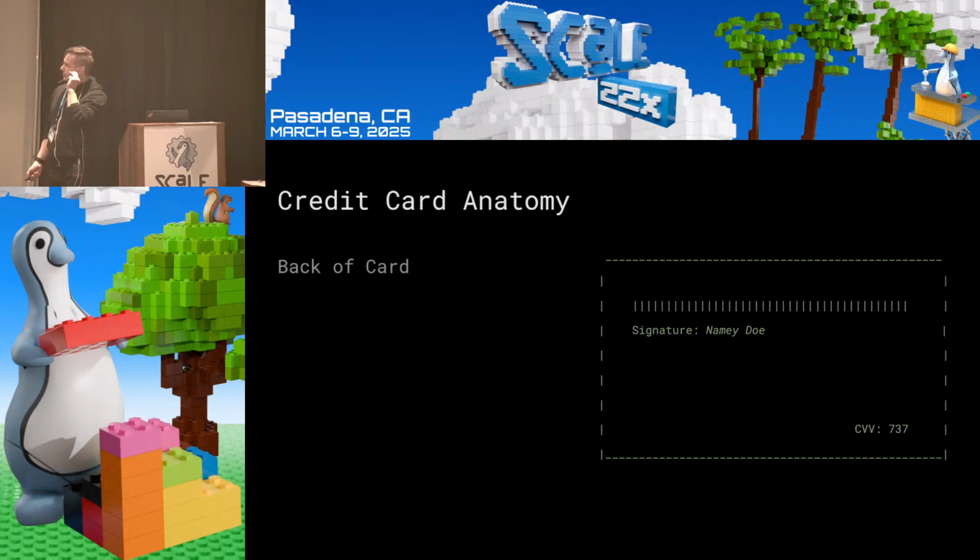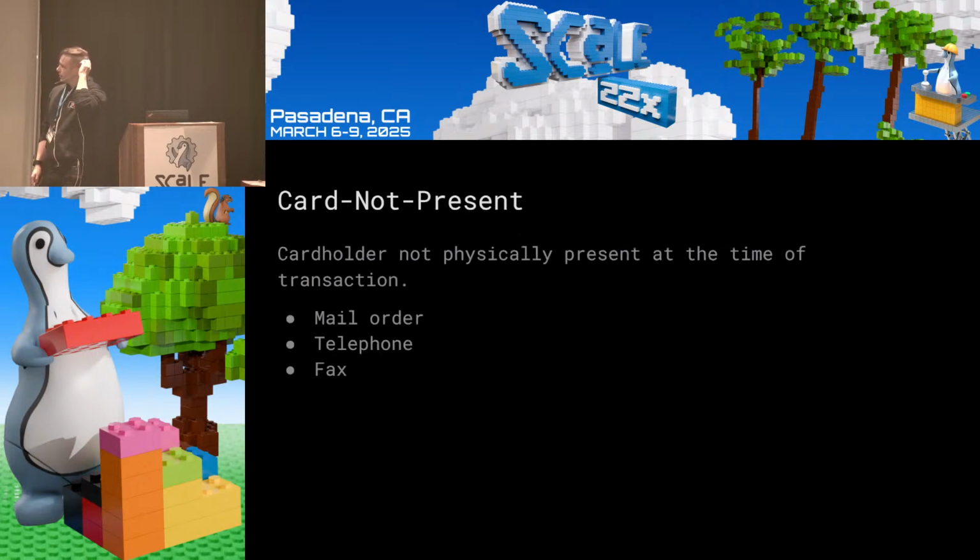Back of the card, we've got the mag stripe, the signature line, which doesn't matter. The CVV, though, this is important for online payments. This is a secret code. Nobody's allowed to store it. It's supposed to authenticate you as the card holder. So all these characteristics of the card, you can't use these when you're not there.